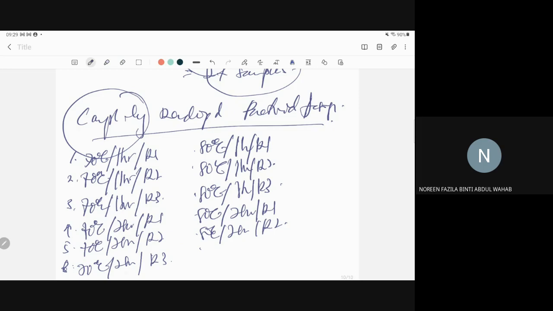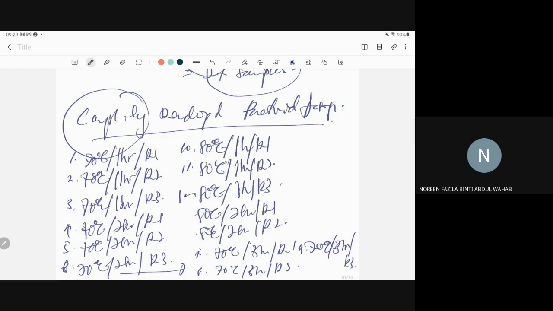12. So over here, we have number 7. We have 70 degrees C, 3 hours, rep 1. 70 degrees C, 3 hours, rep 2. And then 70 degrees C, 3 hours, rep 3. Okay, so 7, 8, 9 over here. Then 10, okay. 80 degrees C, 1 hour, rep 1. 80 degrees C, 1 hour, rep 2. 80 degrees C, 1 hour, rep 3.